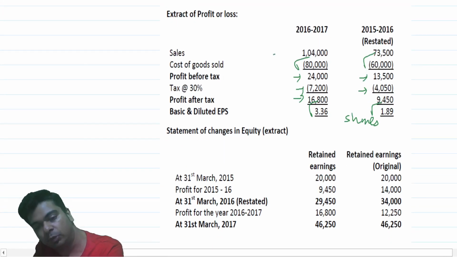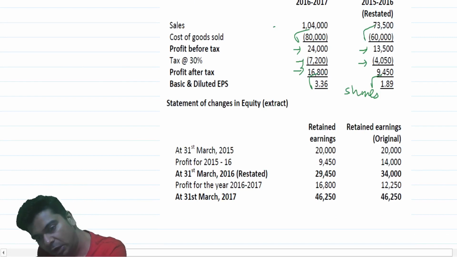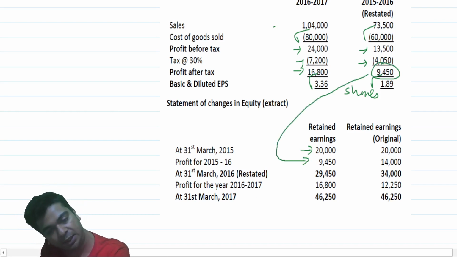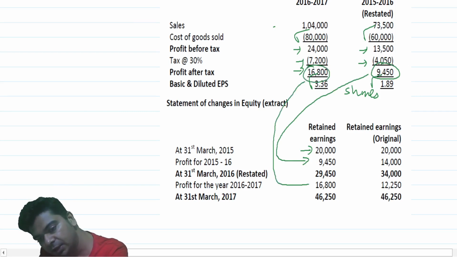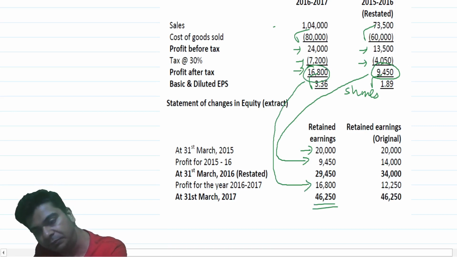And then of course you have to prepare a statement of changes in equity. These revised figures need to be considered. They have already given you the balance of 20,000. This is the 9,450 profit that you have calculated for the previous year. Consider that the corrected profit. And then you have 16,800, which is the profit for the current year. Consider that. You get the final balance 46,250.